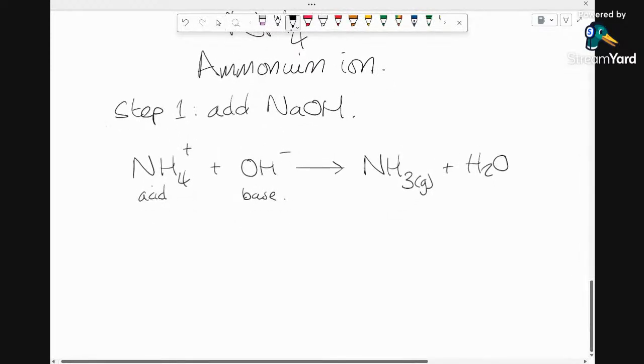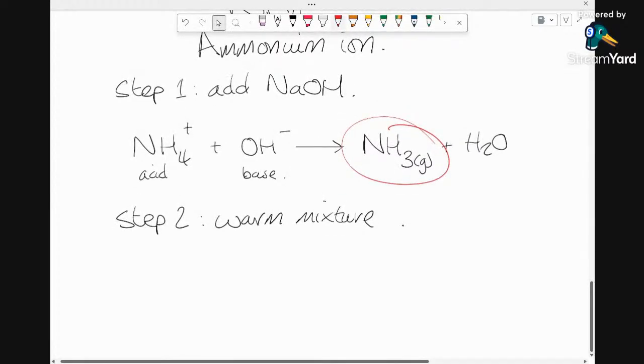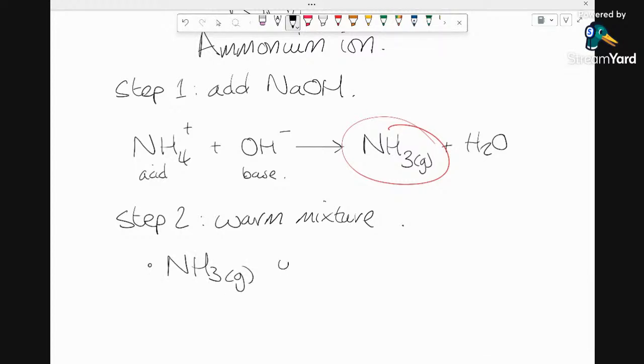In step number 2, we warm the mixture. The reason why we warm it is because the ammonia gas that we've created will dissolve into the water, so we need to get it to come out. What's going to happen is this is going to warm the mixture, and the ammonia gas will escape.